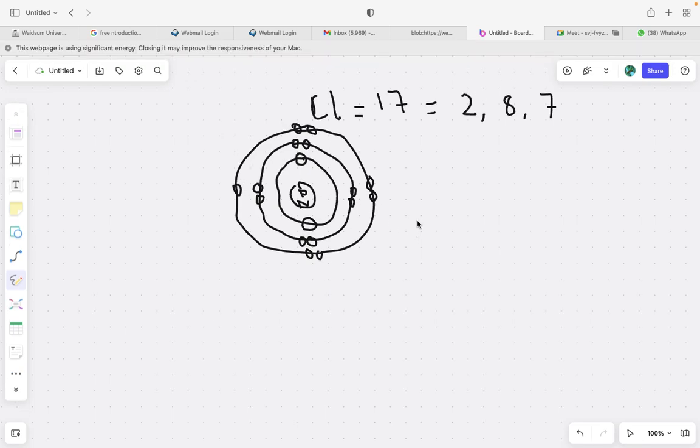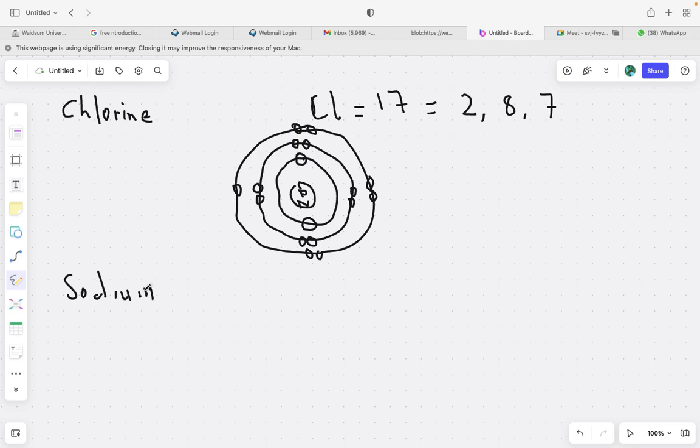This is the nucleus, and this is how it looks if we use just circles to represent it. This is for chlorine. But sodium is different. We digress a little bit from your textbook.